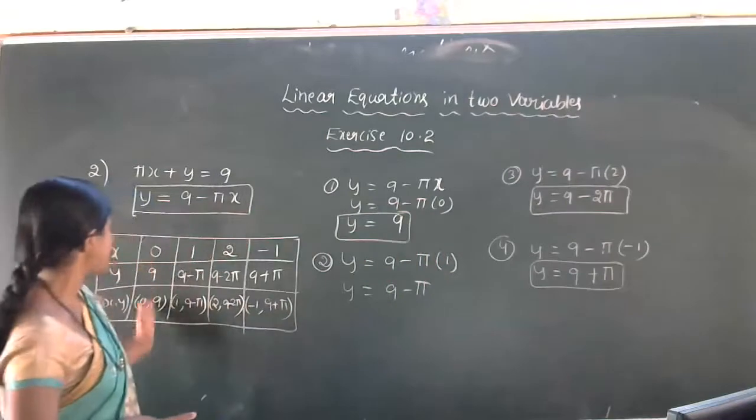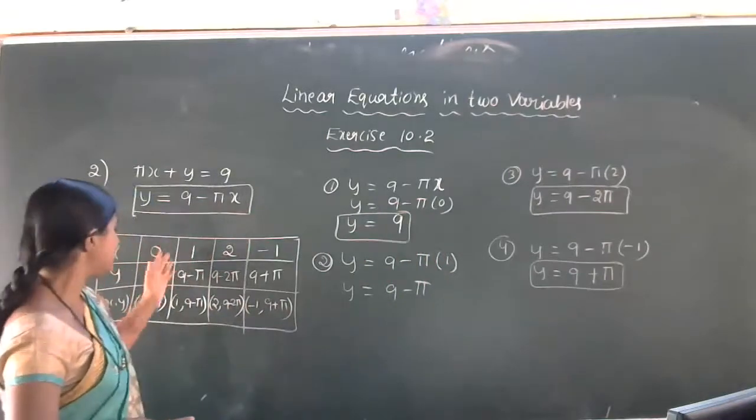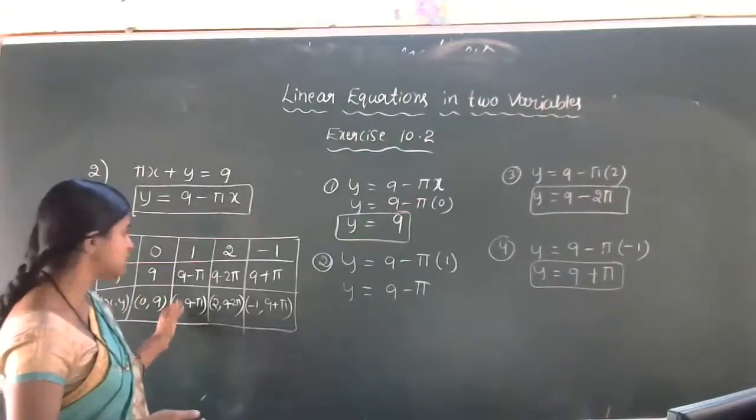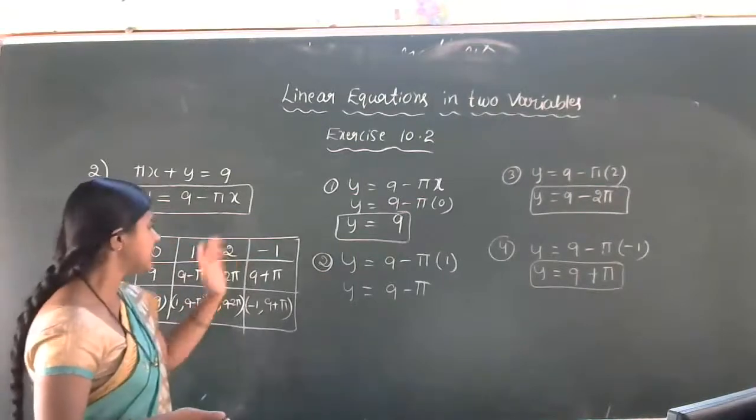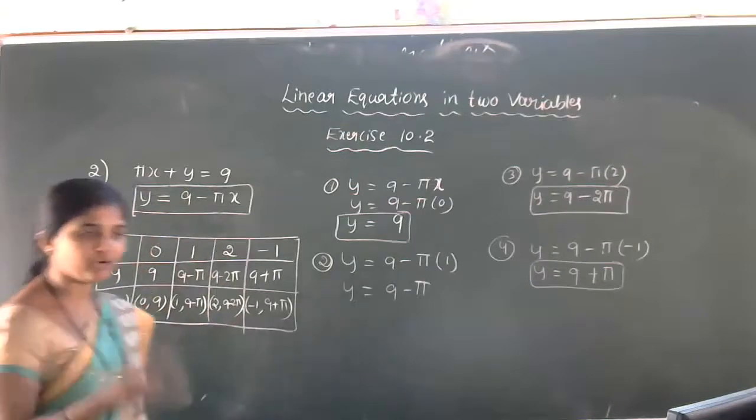So (0, 9) is the first solution. (1, 9 minus pi) is the second solution. (2, 9 minus 2 pi) is the third solution. (-1, 9 plus pi) is the fourth solution.